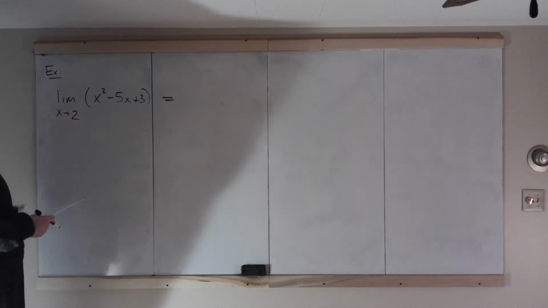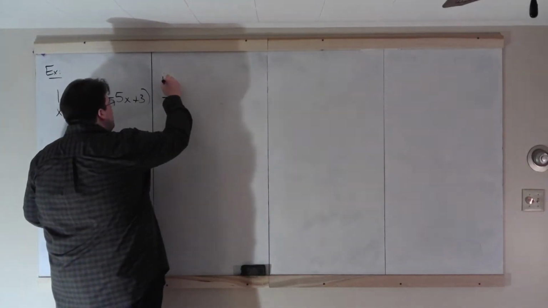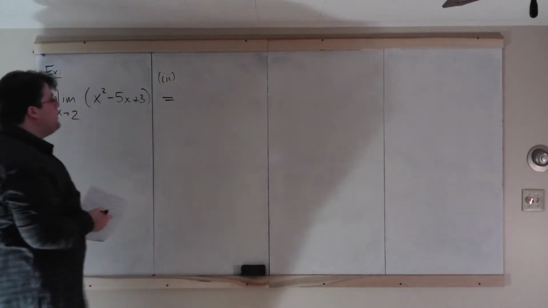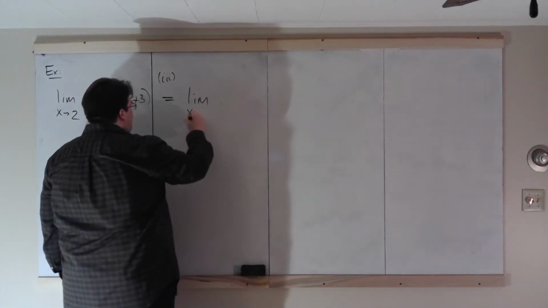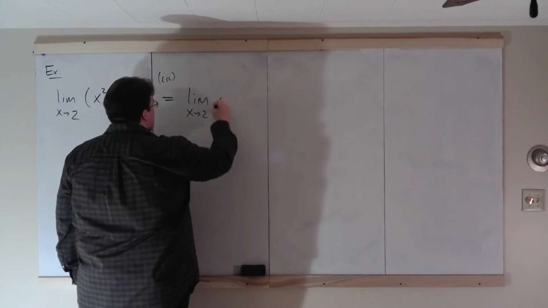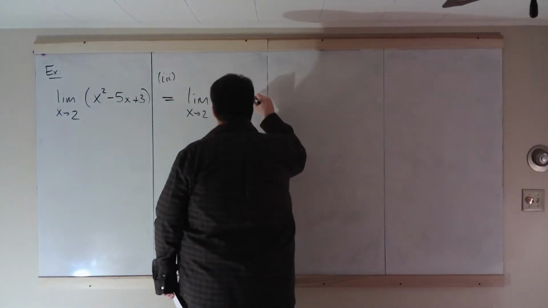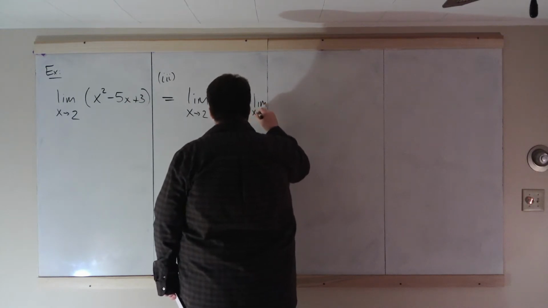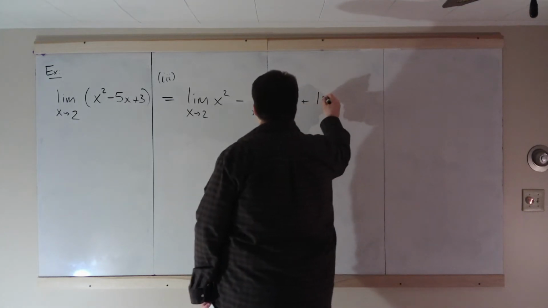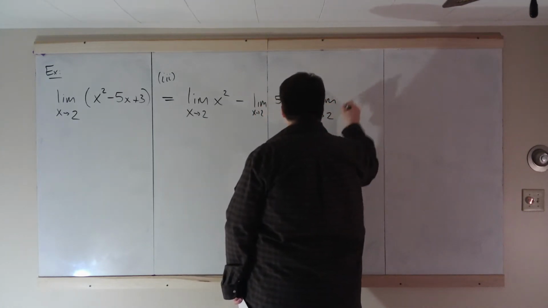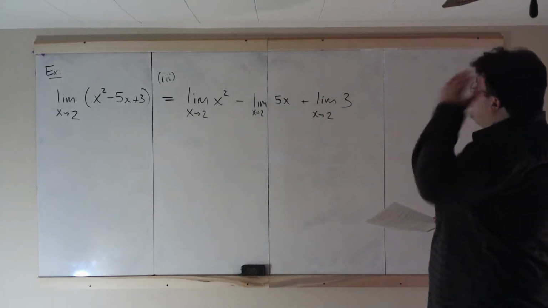So what do we have? We have here 3 things added together. So we can apply rule 3 and split this limit into 3 limits. Limit as x approaches 2 of x squared minus, we're going to take that minus and apply rule 3, minus limit as x approaches 2 of 5x plus limit as x approaches 2 of 3. So we applied rule 3 and we broke this limit into 3 pieces.